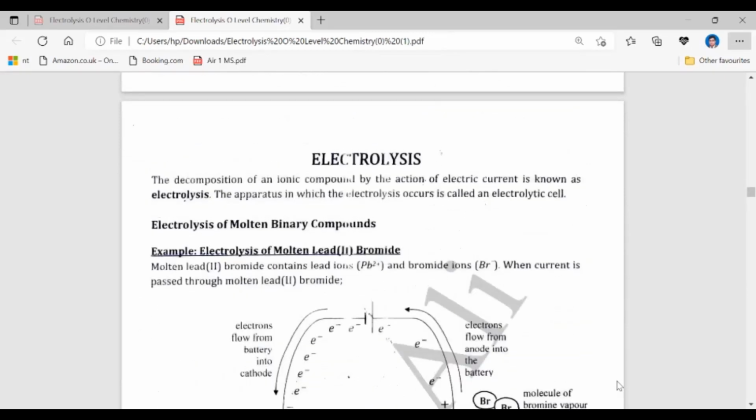Inert electrodes means electrodes that do not react with electrolytes during electrolysis, like graphite, which is a form of carbon and a good conductor of electricity, and platinum, which is an expensive metal but very less reactive. So platinum and graphite are used as the two inert electrodes, but mostly we use graphite electrodes, which are cheap and easily available.